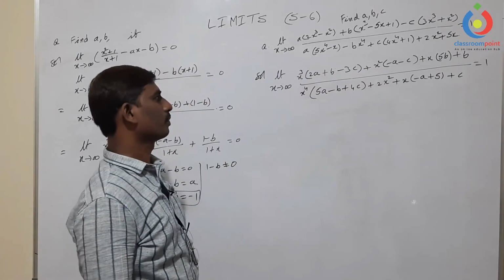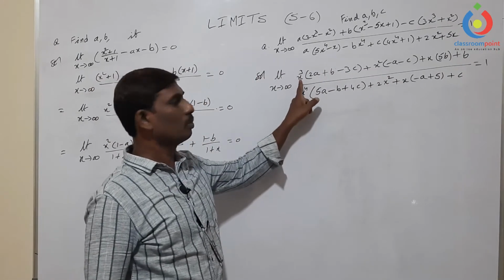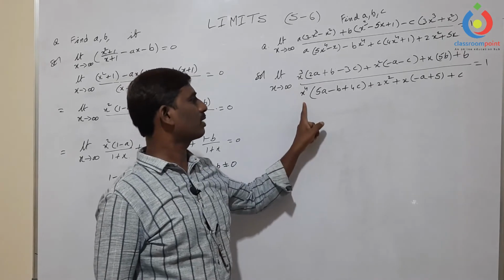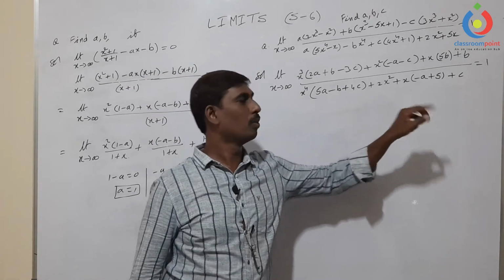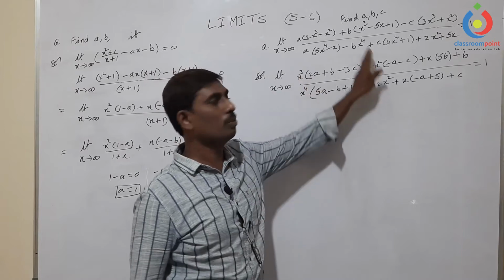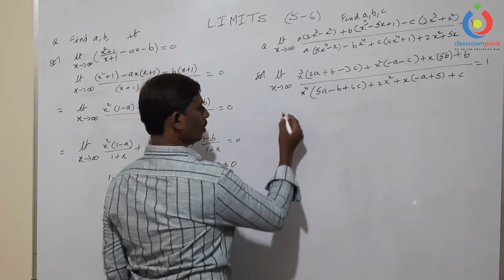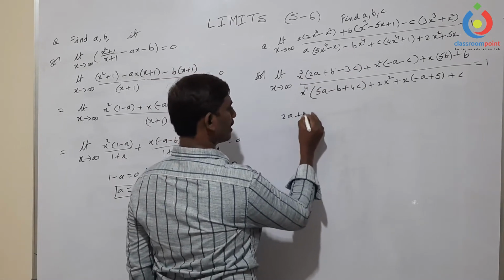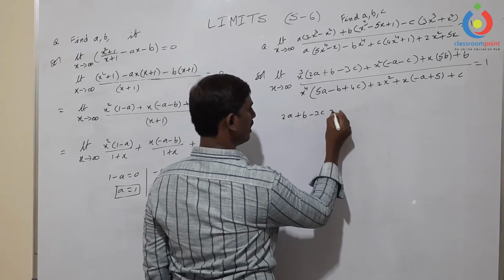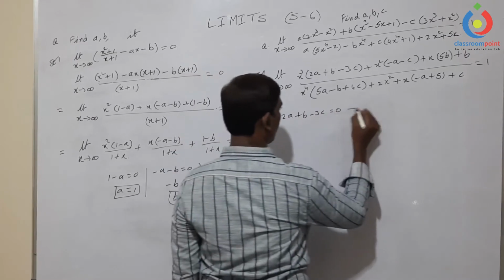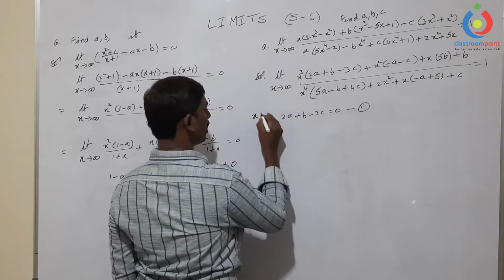So what to do here? See, x cube quotient, here x cube quotient is not here. So we need to do x cube quotient must be 0. So 2a plus b minus 3c is equal to 0. Equation number 1. This is the quotient of x cube.